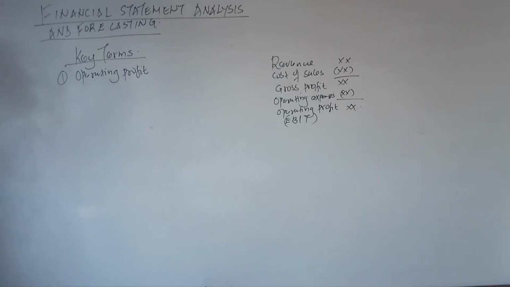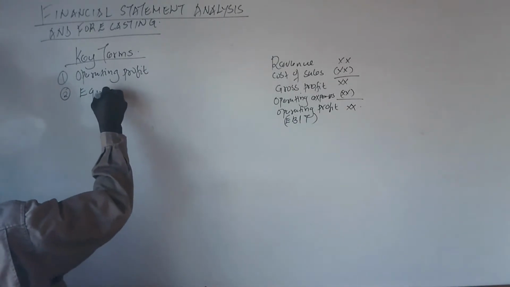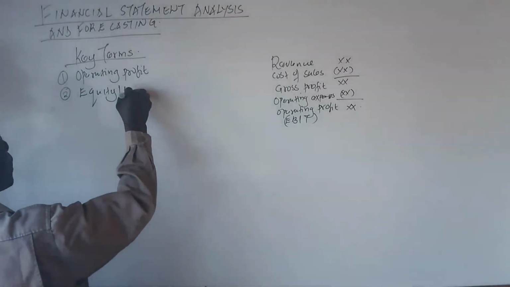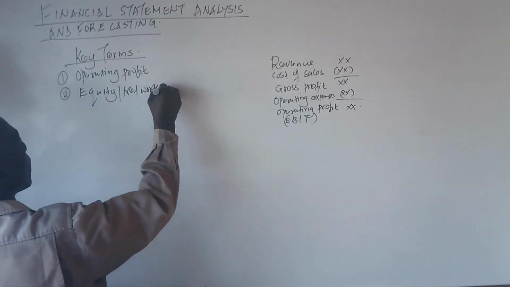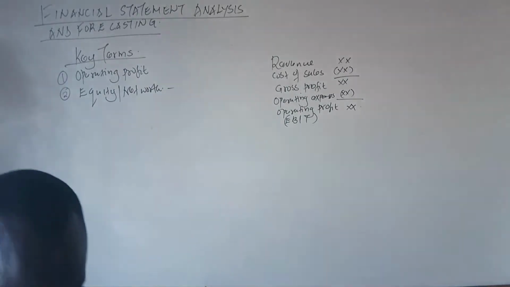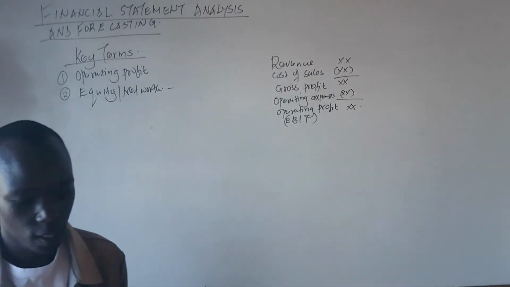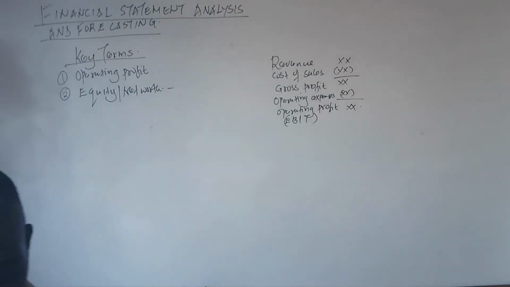Another one is equity or net worth. Number two, let us talk about equity, or what we call the net worth. Write and say, this refers to the shareholders' fund. That is what we call the equity or net worth.